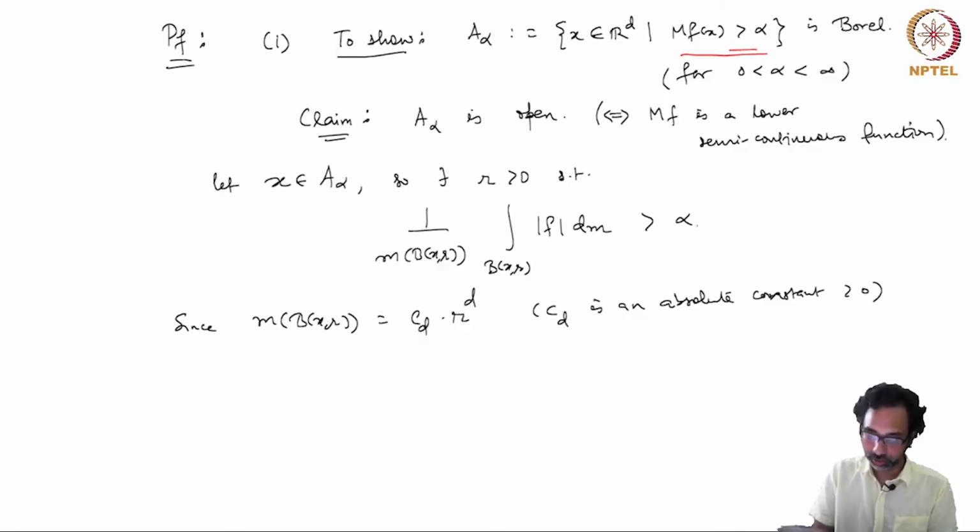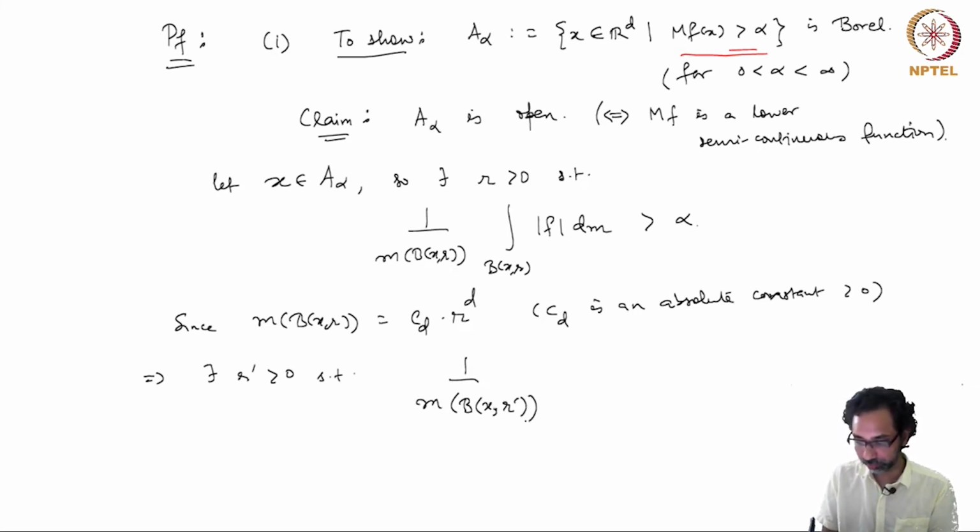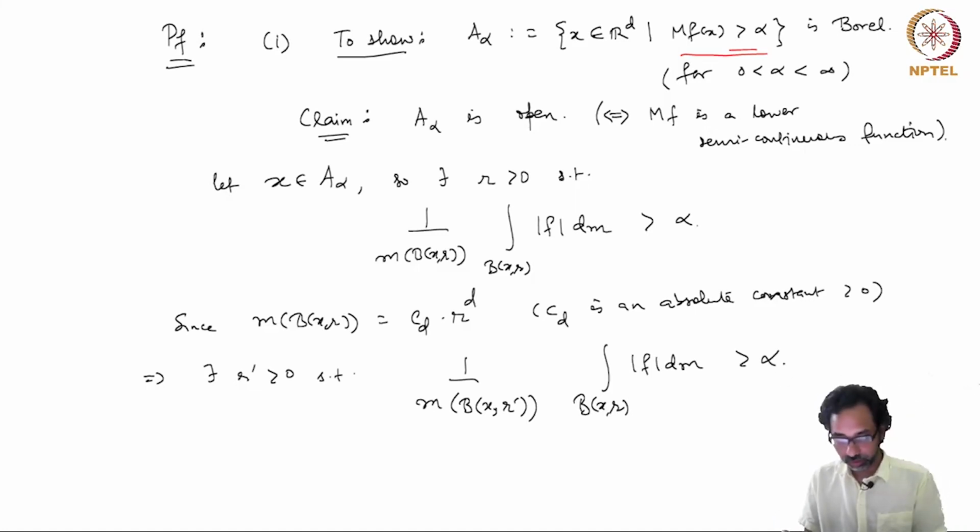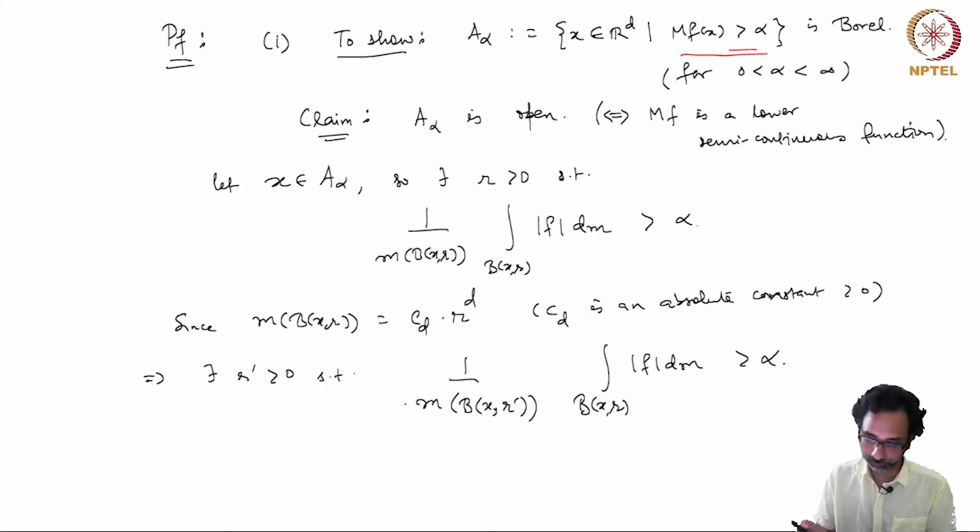So this implies that there exists an r prime greater than 0 such that 1 over the measure of B(x,r prime) times the integral over B(x,r prime) of mod f dm is still greater than alpha. So I am just enlarging r, let me have r prime greater than r. So the measure is c_d times r prime to the power d, instead of c_d times r to the power d.